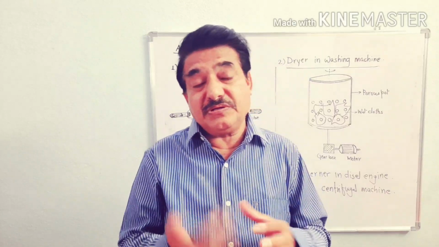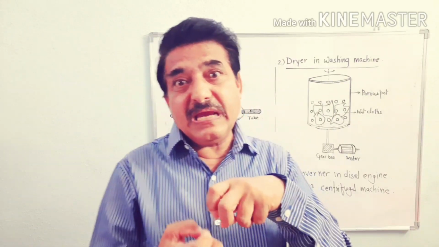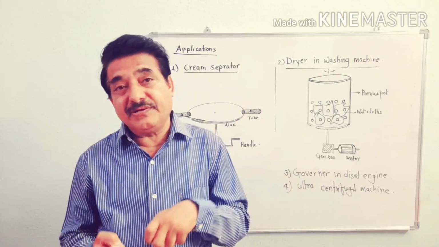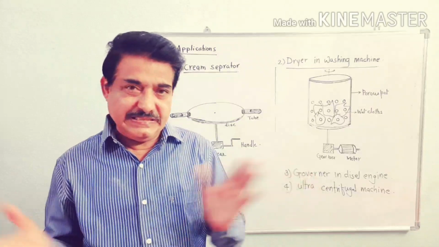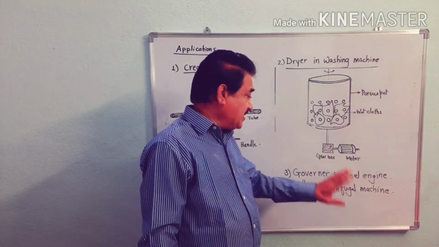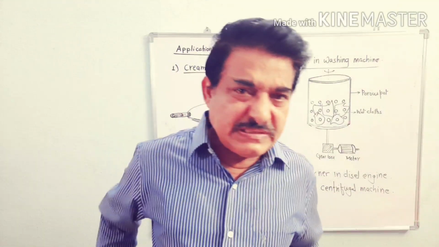The lighter particles and heavier particles are separated from each other according to their densities. So such a machine is known as an ultra centrifugal machine. So this machine also works on the principle of centrifugal force.